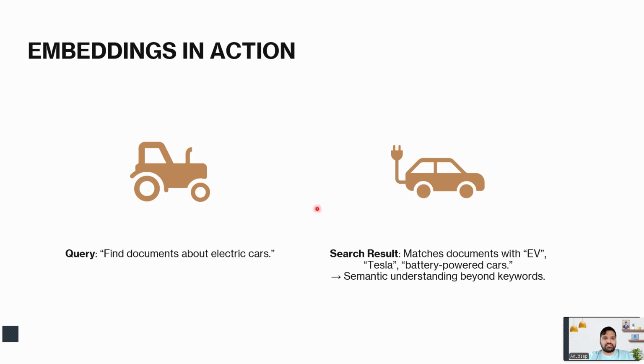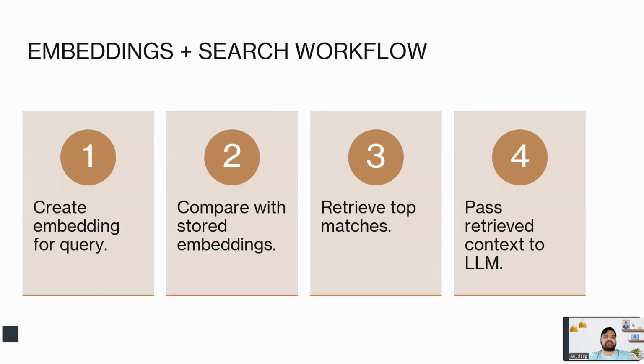What happens in a vector database is that the first thing is to match the documents with EV, Tesla, battery powered cars. So these are the texts that describe the EV, right? Electric cars. It tries to match with these keywords, and the semantic understanding beyond these keywords is brought out, and those documents will be fetched as the result. That's how embeddings work. Now let's dive more into this embeddings plus semantic search flow.